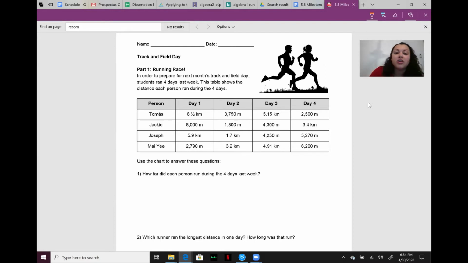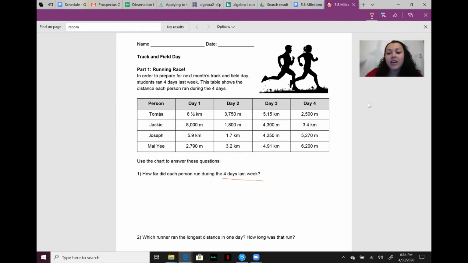This table shows the distance each person ran during the 4 days. If you can see here, this shows day 1, 2, 3, 4, and then Tomas, Jackie, Joseph, and Maylee. It says, use the chart to answer these questions. How far did each person run during the 4 days last week? So we want to add up how much they've run each day for each person and then compare it across the different people.